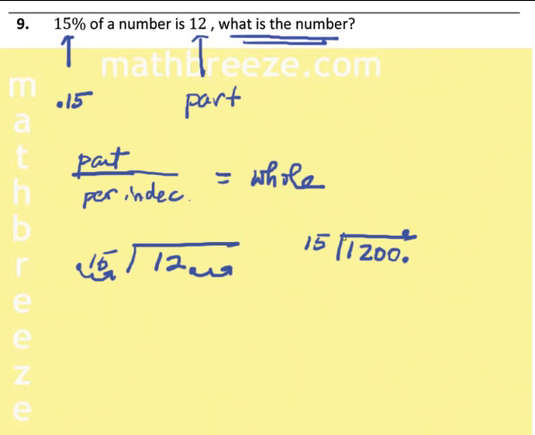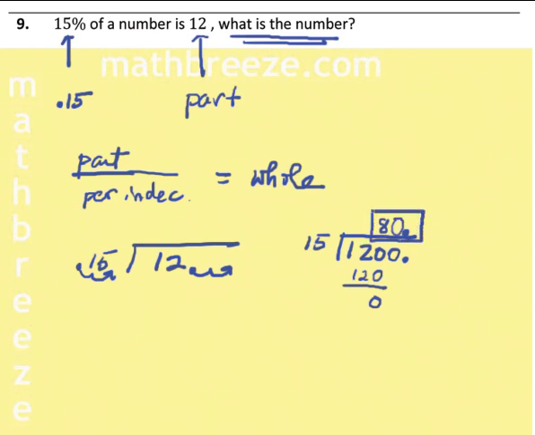Now 15 goes into 120 exactly 8 times. Make sure to line the 8 up with the end of the number 120, with that last digit, this last 0 digit. So our answer is 80. We have a decimal place over here, and we have a blank here that we have to fill in with a 0. So that's our whole.